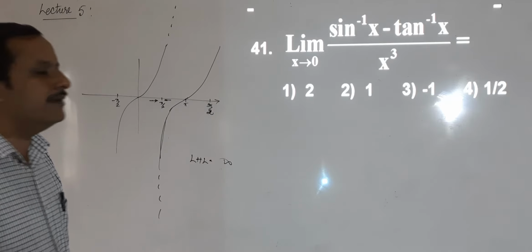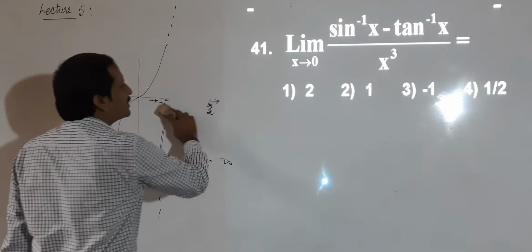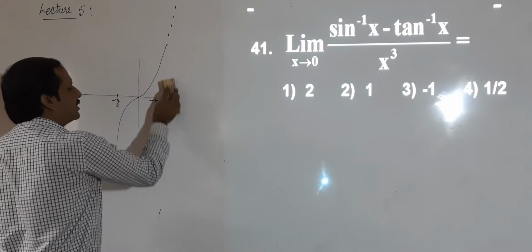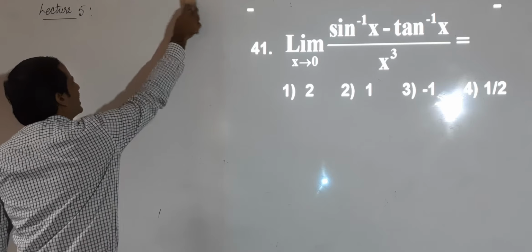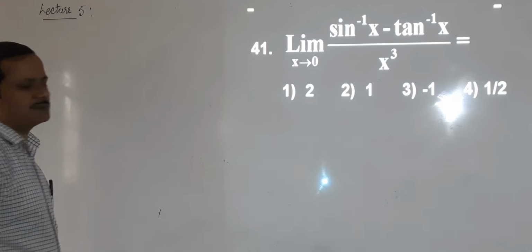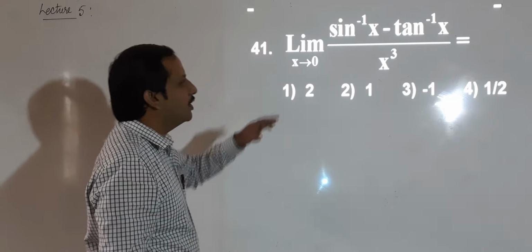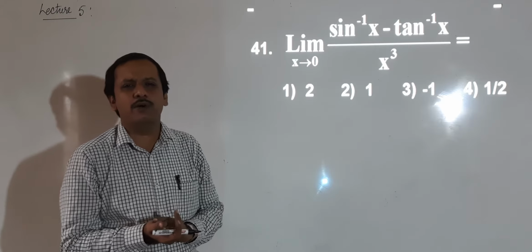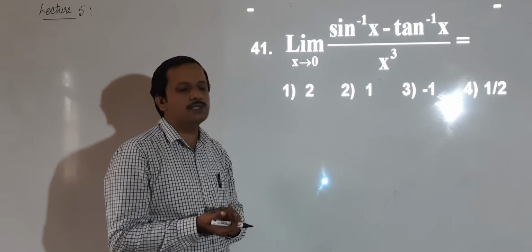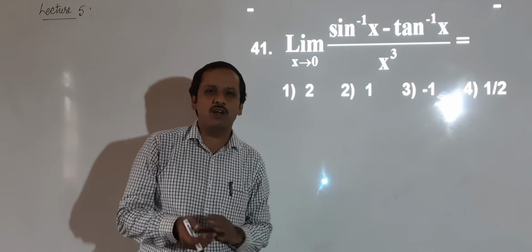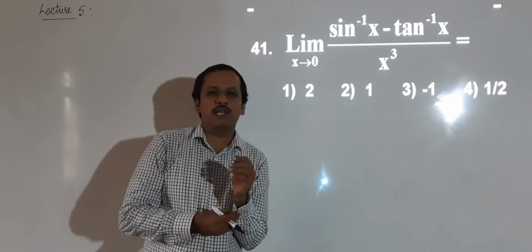Okay. Then, the limit as x tends to 0 of (sin inverse x minus tan inverse x) by x cube. Here, if I directly apply the limit, if I put x as 0, sin inverse 0 is 0, tan inverse 0 is also 0. So the numerator is 0, and the denominator obviously is 0.